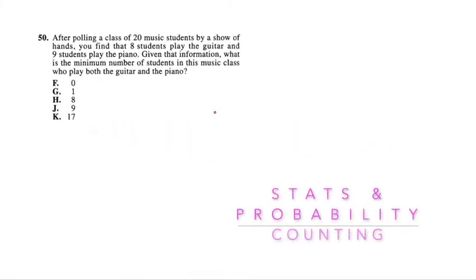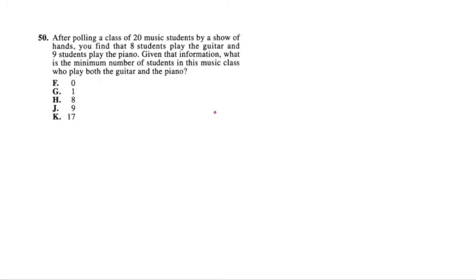Number 50, this is statistics and probability. We're dealing with counting. We can use a Venn diagram. After polling a class of 20 music students by a show of hands, you find that 8 students play the guitar and 9 students play the piano. Given that information, what is the minimum number of students in this music class who play both the guitar and the piano? Now we can try to understand this by drawing a Venn diagram.